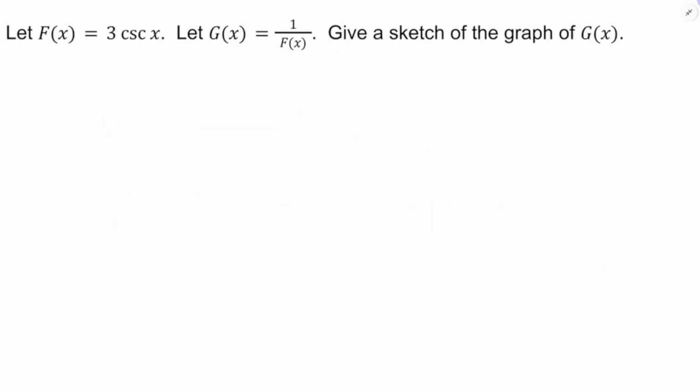The next one is an interesting problem. It says, let f of x equal 3 cosecant x. Let g of x equal 1 over f of x. Give a sketch of the graph of g.